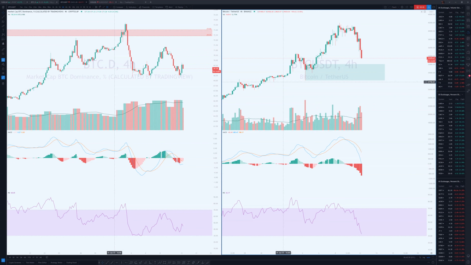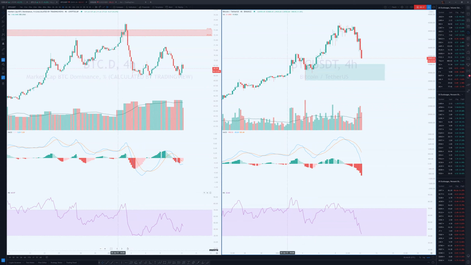Hello, I have decided to compare the BTC dominance chart on the 4 hour against the BTC USDT price chart, also on the 4 hour. And from this very chart, what do we notice?